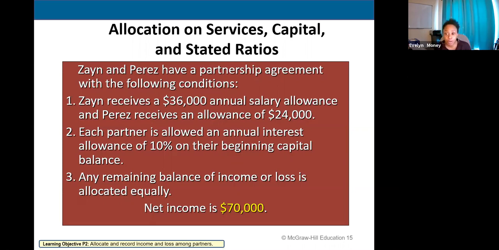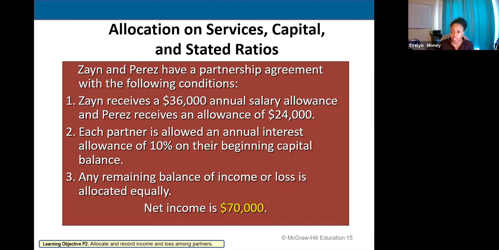So now we have Zane and Perez, and their partnership agreement requires that Zane receives an annual salary allowance of $36,000 and Perez receives an allowance of $24,000. Please keep in mind that these salary allowances are not salary expenses. You cannot be an employee of a business that you own when that business is a sole proprietorship or a partnership. So we have to deal with these salary allowances in the allocation of income.